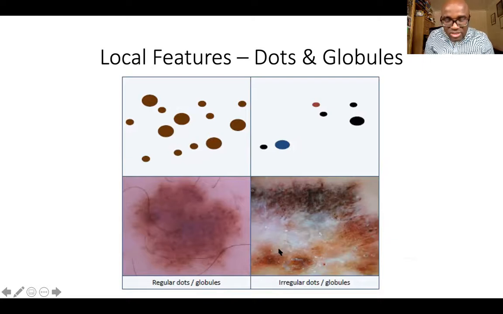Irregularly distributed, and other features as well, such as scarring and regression. Always keep banking on that scarring, regression. When you see that in the white areas, bluish areas, this is a melanoma. So it's not the only feature you're looking for, but the other things add to your armory and your confidence of diagnosis.